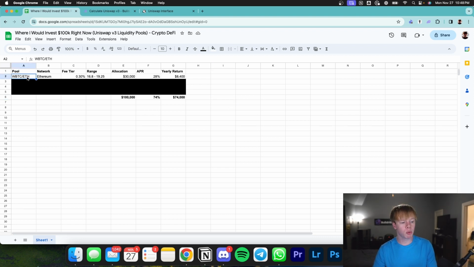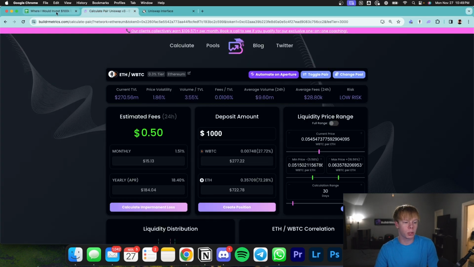The first pool is going to be wrapped Bitcoin to Ethereum on the Ethereum network, and I want to go ahead and mention that the majority of these pairs will be on the Ethereum network, and that is for a reason. That's because the returns on the Ethereum network are just naturally higher, but there's also more liquidity, which you need to take into account when you are playing with larger amounts of capital. This one would be on the 0.3% fee tier with the range of 16.8 to 19.25.